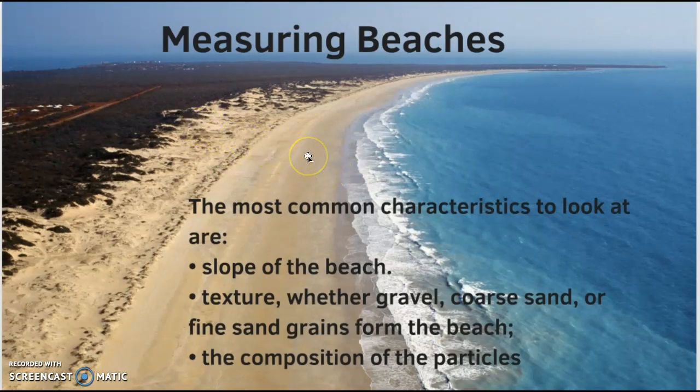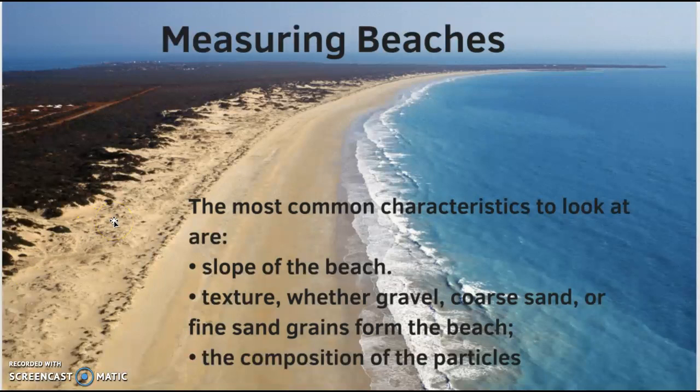The most common characteristics to look at are the slope of the beach, the texture of the beach, whether it's gravel, coarse sand, fine sand that forms the beach, and the composition of those particles. And you can probably see, even just looking at this beach, that the size and shape of those particles is going to change as we go down the beach.